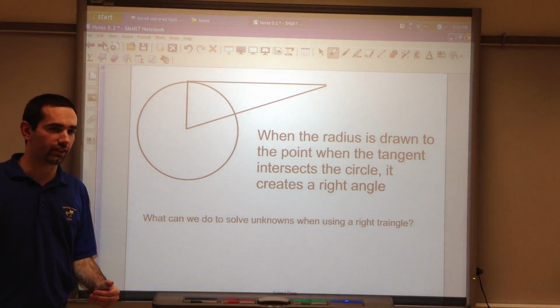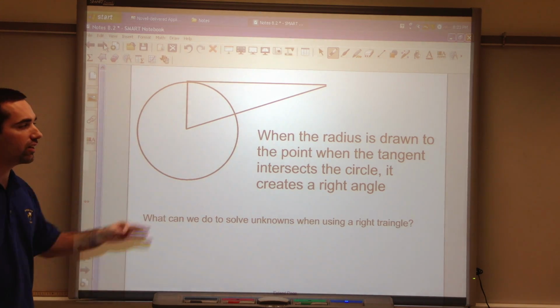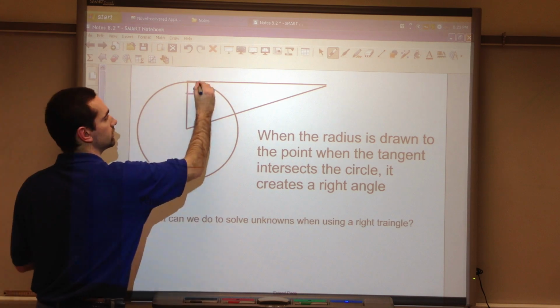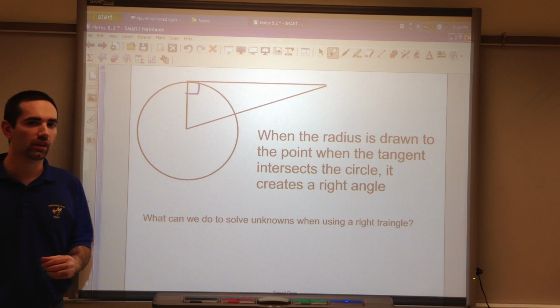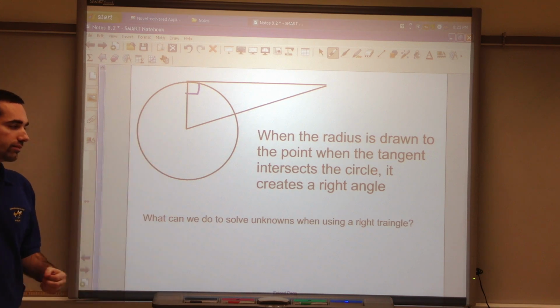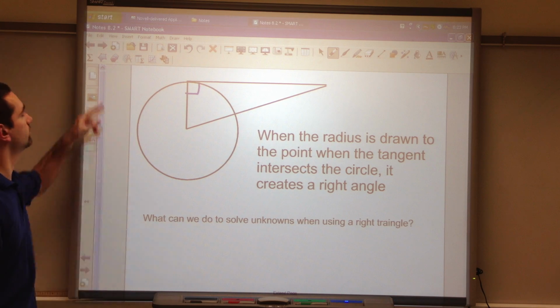Let's look at another concept. When the radius is drawn to the point where the tangent intersects a circle, it creates a right angle. And look what we have. We have a right triangle. We can solve for a lot using a right triangle.